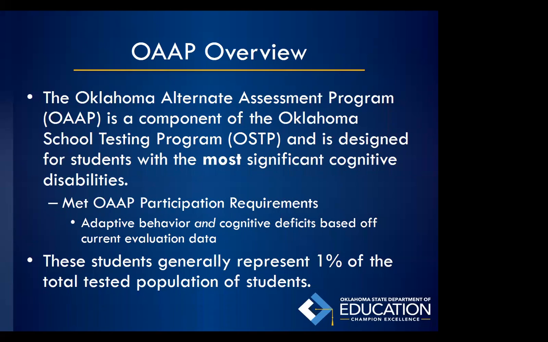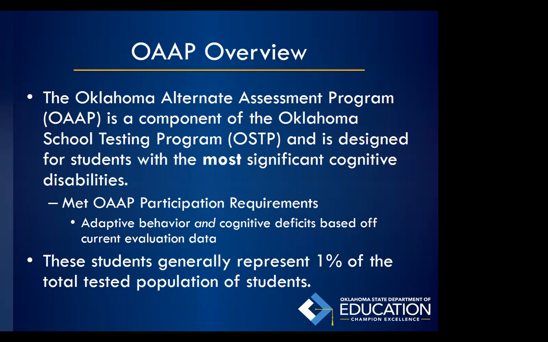So in case you're not familiar with the OAAP, the Oklahoma Alternate Assessment Program is a component of the Oklahoma School Testing Program, and it's designed for students with the most significant cognitive disabilities. And the grade levels and the subject areas of the OAAP mirror the OSTP.